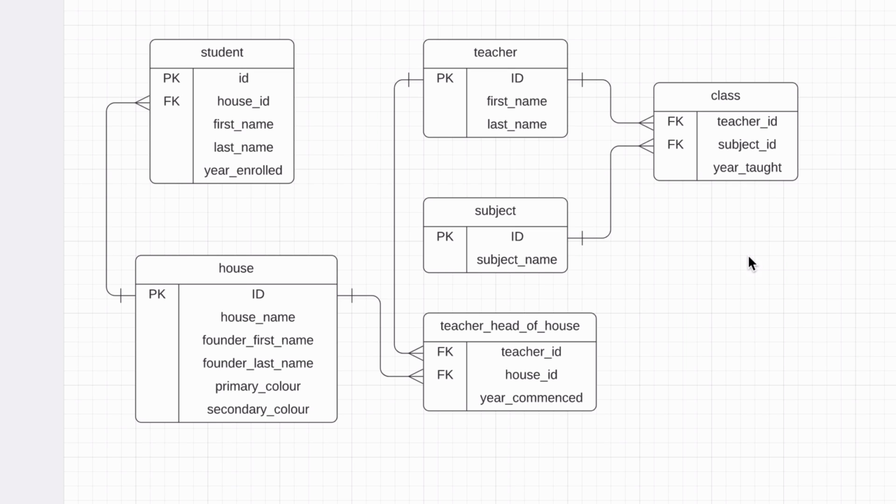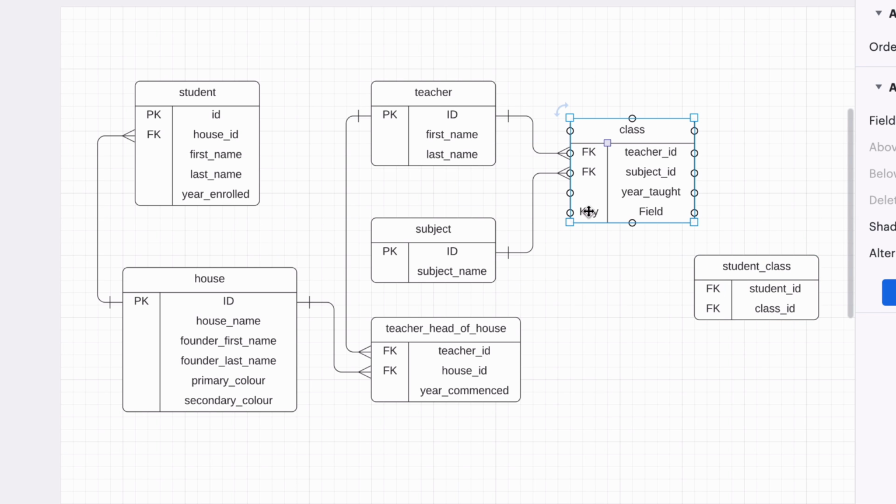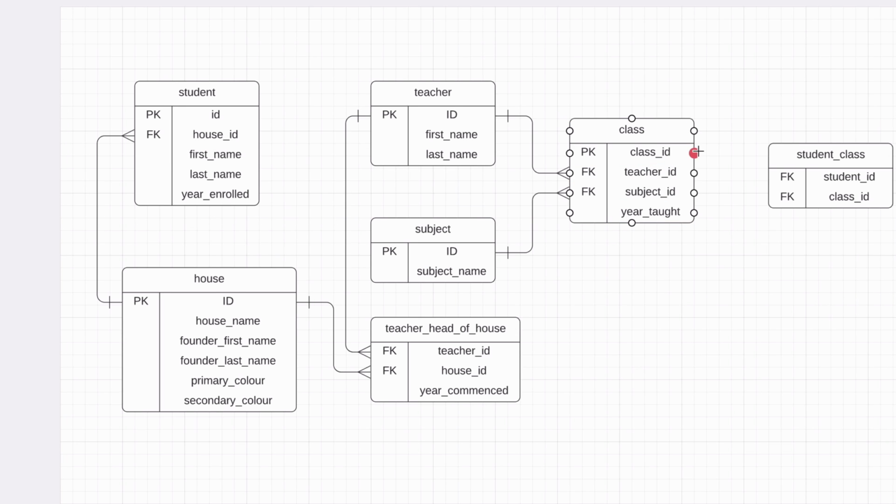A student can be in many classes, and a class can have many students. So this is another many-to-many relationship. We can add a joining table to capture student IDs and class IDs. We already have the year for the class, so we don't need to add that again.